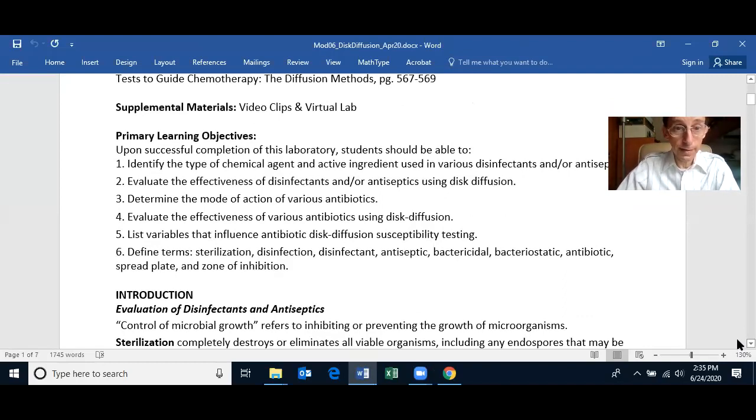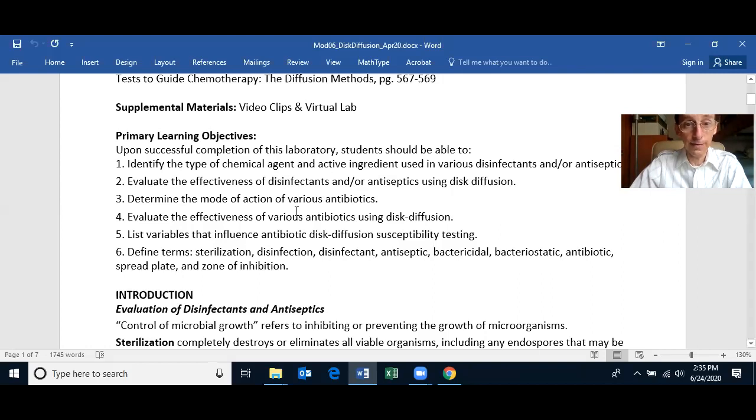Learn your learning objectives. Identify the chemical agent and active ingredient used in various disinfectants and/or antiseptics. Evaluate the effectiveness of disinfectants or antiseptics using the disc diffusion method. Determine the mode of action of various antibiotics. Evaluate the effectiveness of various antibiotics. List the variables that influence antibiotic disc diffusion susceptibility testing. Particularly pay attention to that one. And then know the terms: sterilization, disinfection, disinfectant, antiseptic, bactericidal, bacteriostatic, antibiotic, a spread plate, and zone of inhibition.